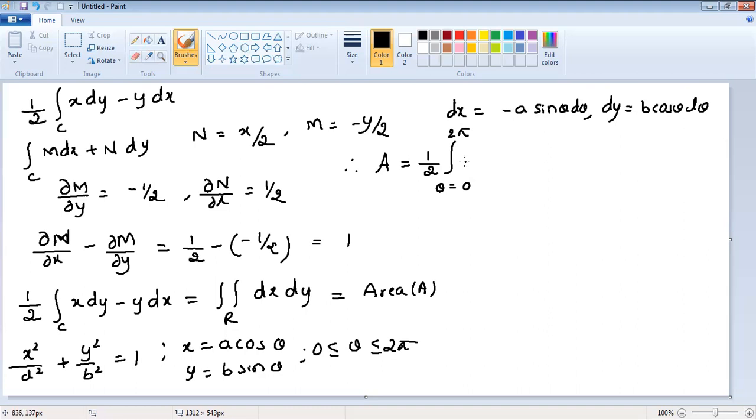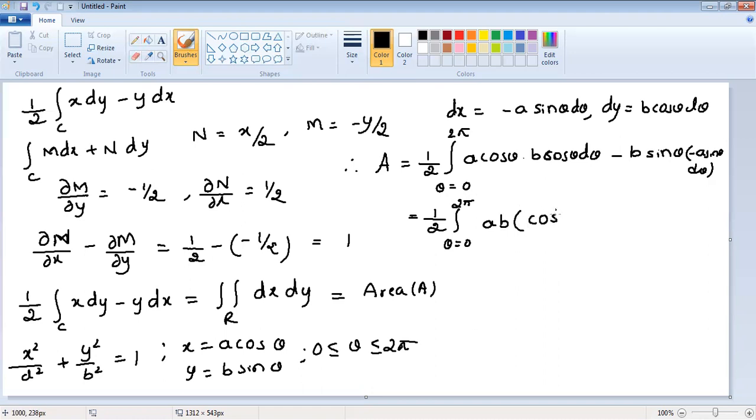Therefore, area is equal to 1 by 2 integral over theta varying from 0 to 2 pi of x dy, x is a cos theta into dy is b cos theta d theta, minus y dx, y is b sin theta into minus a sin theta d theta. Therefore, it is 1 by 2 integral from 0 to 2 pi. ab is common to both, so it is cos square theta plus, minus into minus is plus, sin square theta d theta.